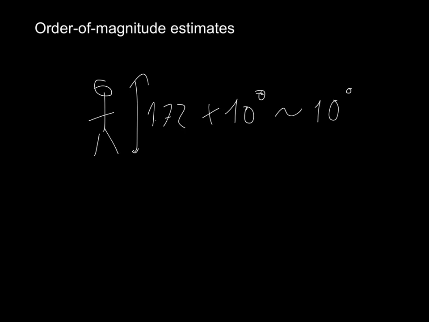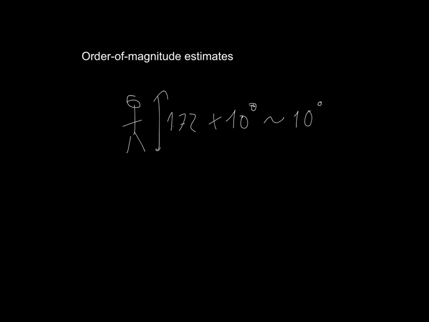Now, let me give you an example of how Fermi, who was a very famous physicist, used this kind of reasoning to calculate all kinds of crazy things. I'm going to give you an order of magnitude estimate of the number of leaves in a tree. Okay, so let me show you how I would go about doing this. First thing, I draw a tree. Okay, so here's a tree.